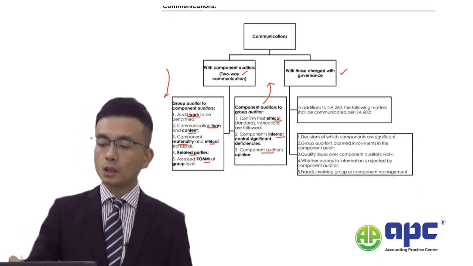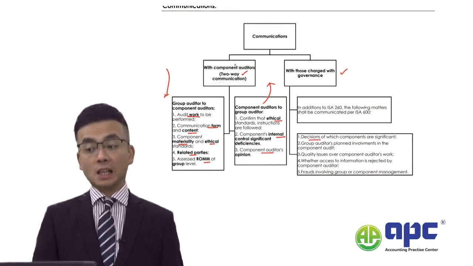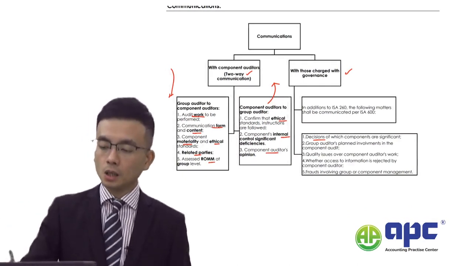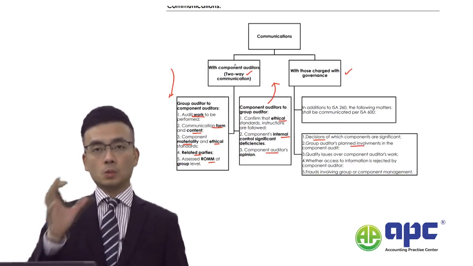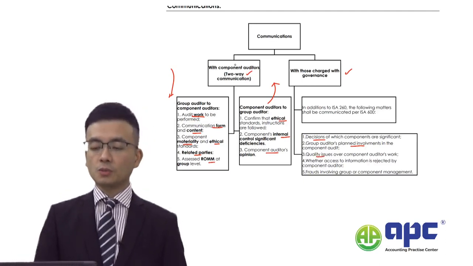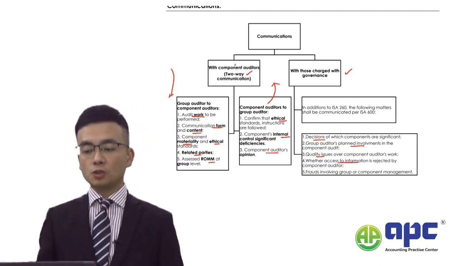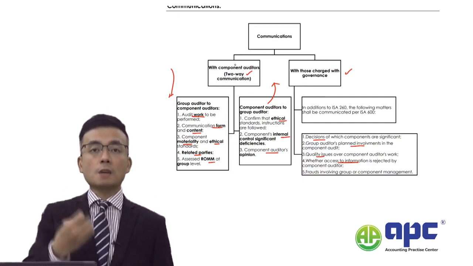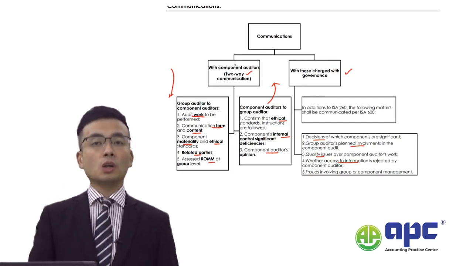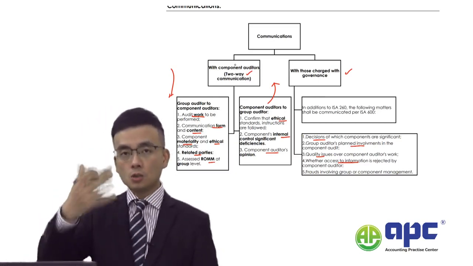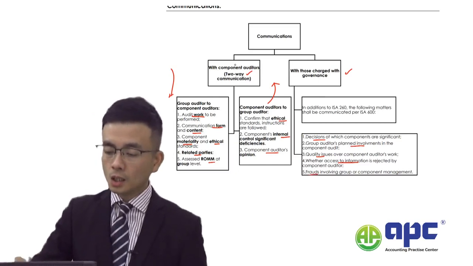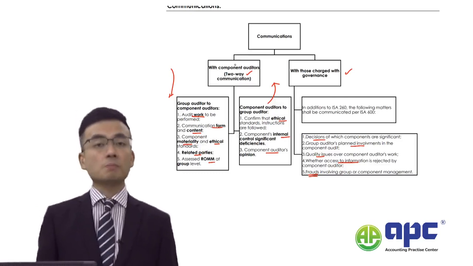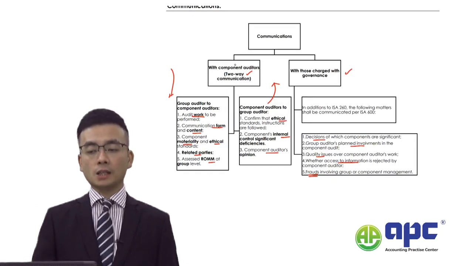So for example, our decisions of whether or not components are significant, to define the significant components with the audit committee in the group, and also the planned involvement in the group with the components auditor, the quality control issues that we've identified, and access to information, whether or not it's rejected by the auditor. That's very important, because from a group auditor's point of view, if I need to assess your working papers, you need to provide me with your working papers, if you are the component auditor, for example. And also to identify whether or not there is any fraud involving group or the components management, we need to report it directly to those charged with governance.